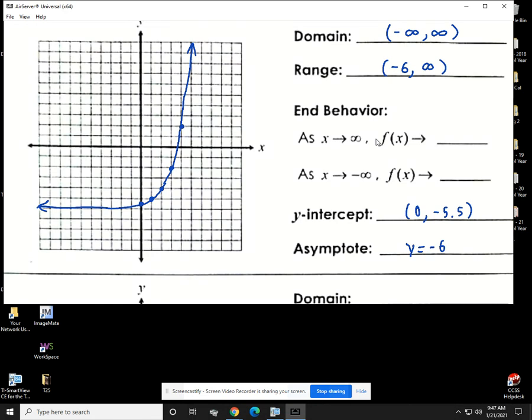Now, as far as the end behavior, as x is going to the right, guys, what's y approaching? Positive infinity. Look, it's just going up, up, up, up, up. But as x is going to the left, what's the furthest value y can approach? -6. And there you have it. Okay, that's how you can do your graphs for exponential functions. Okay?